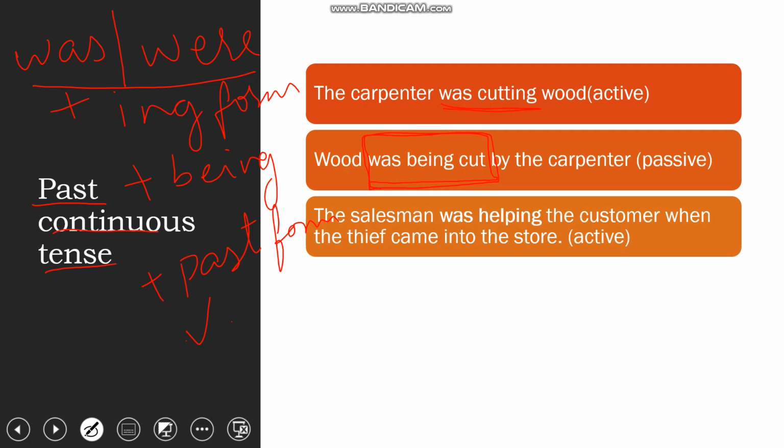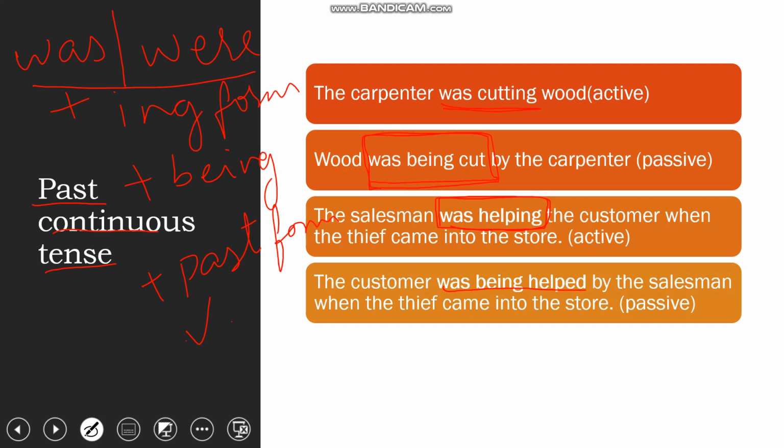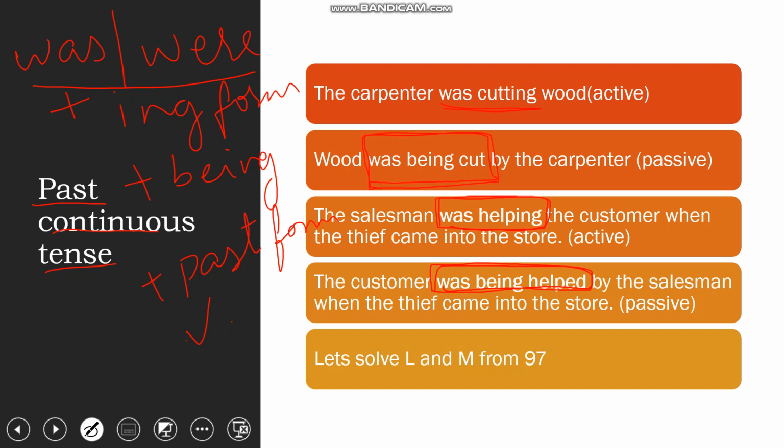Let's see one more example. The salesman was helping the customer when the thief came into the store. This sentence is in active voice. Now let's see how you will change it to passive voice. Was helping will change to was being helped, right? So let's see how it will change. The customer was being helped by the salesman when the thief came into the store. So you've used was, you've added a being, and then you've changed the ing form to the ed form of the verb. Clear?